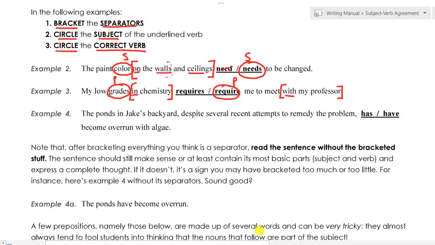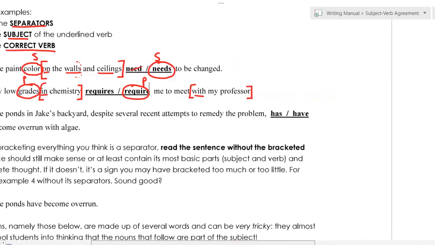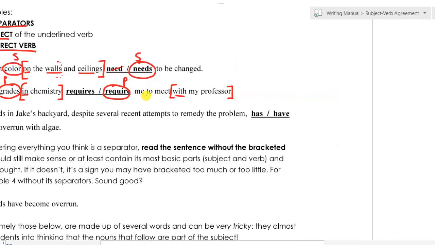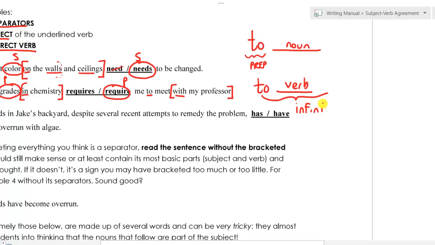One note on this question before we move on. I just want to make a note about this to right here. Some of you may have bracketed that to. The word to can be a preposition if it is followed by a noun. So in this case the to is a preposition. But if the to is followed by a verb, then that whole thing is an infinitive. And that to, in this second case, is not a preposition.